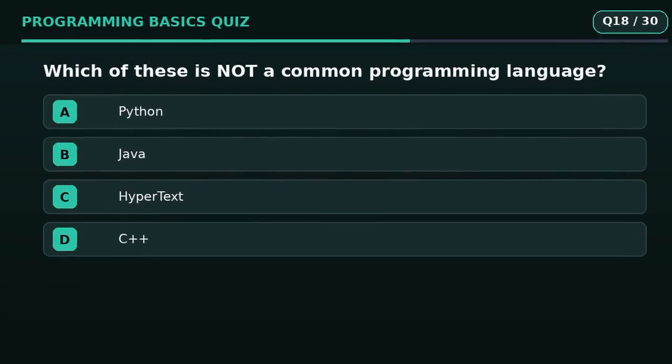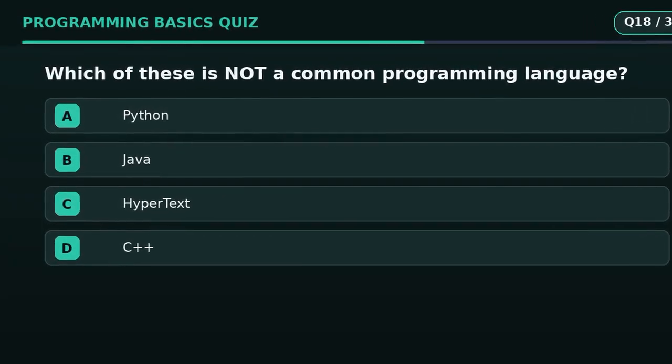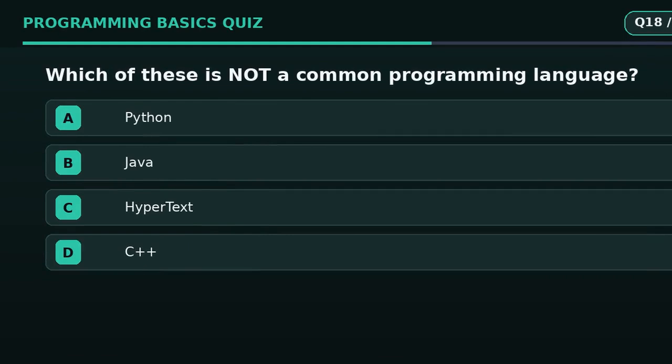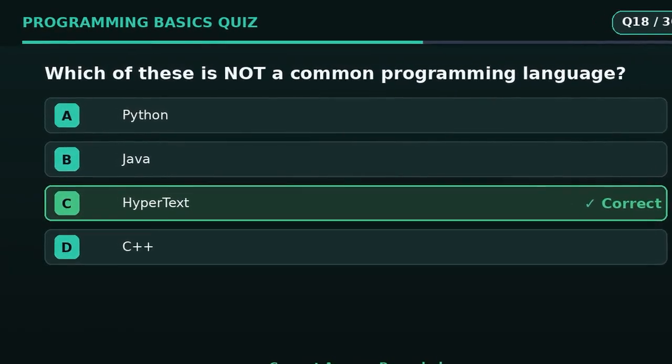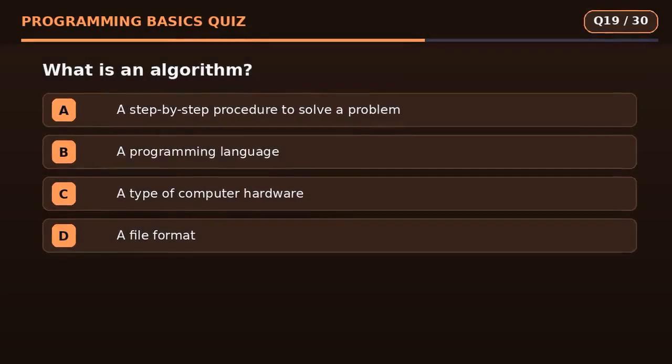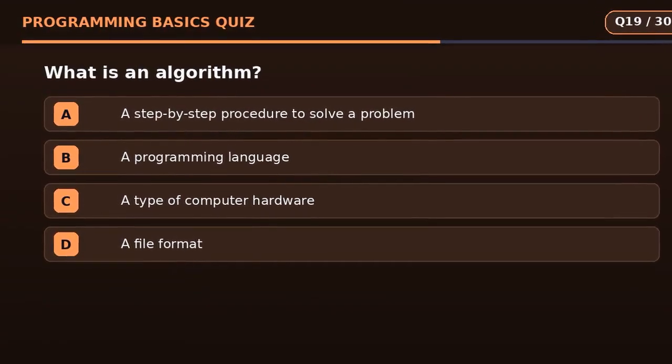Question 18. Which of these is not a common programming language? Option A. Python. Option B. Java. Option C. Hypertext. Option D. C++. The correct answer is option C. Hypertext.